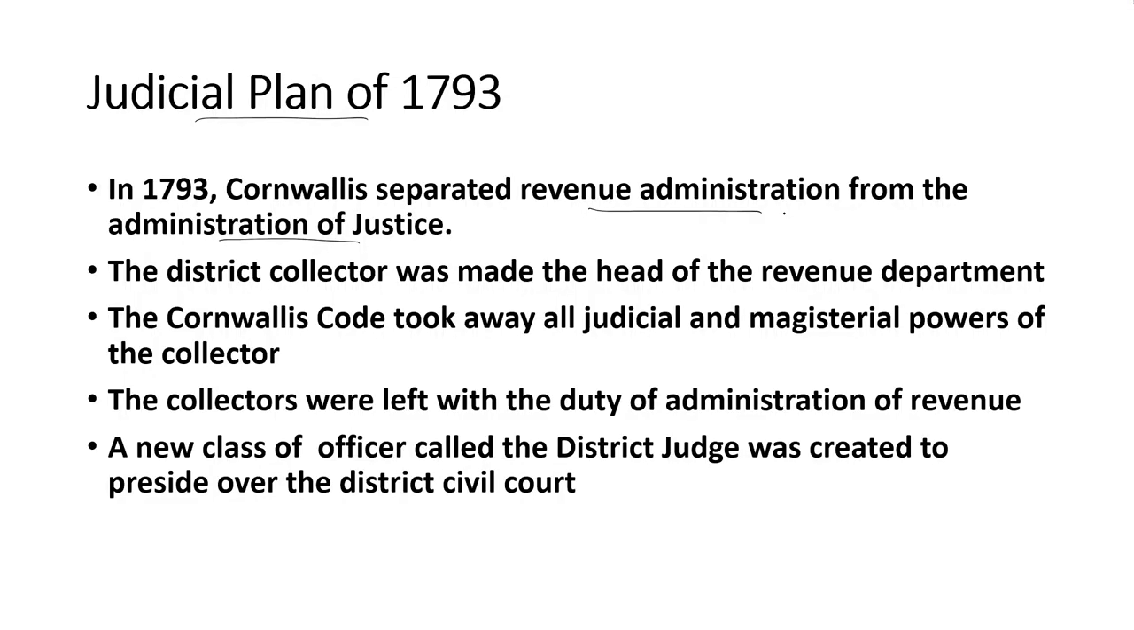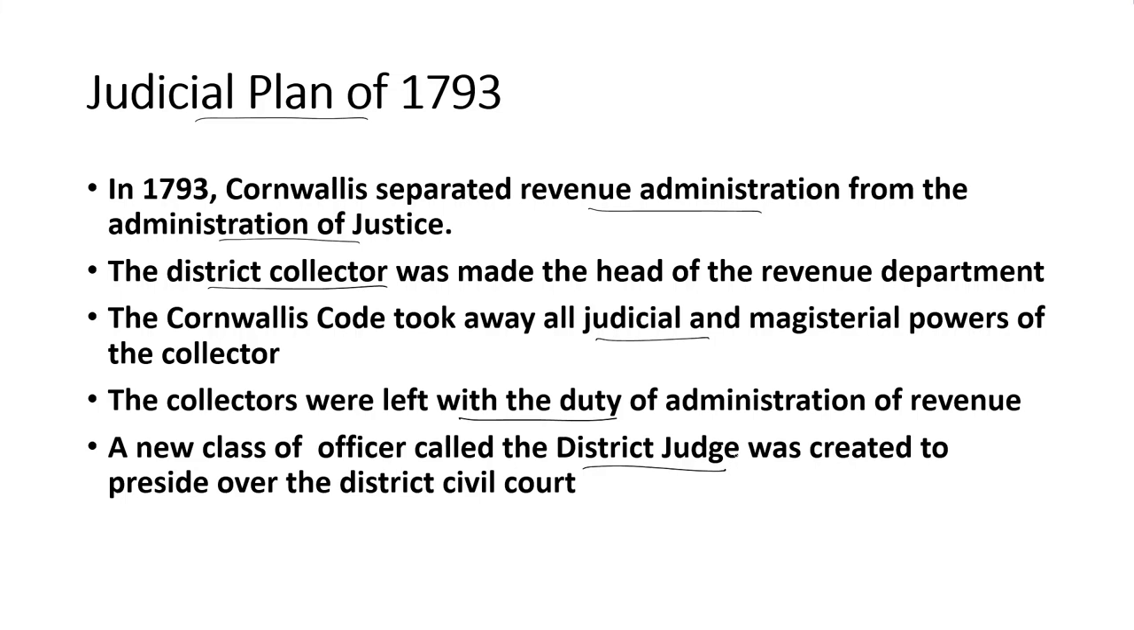But in 1793, he separated revenue administration from the administration of justice. The district collector was made the head of the revenue administration in the district, and he took away all judicial and magisterial powers of the district collector. The district collector's main duty was now the administration of revenue. And for the administration of justice, district judges were made responsible in the district. The district collector's magisterial and judicial powers were taken away through the Judicial Plan of 1793.